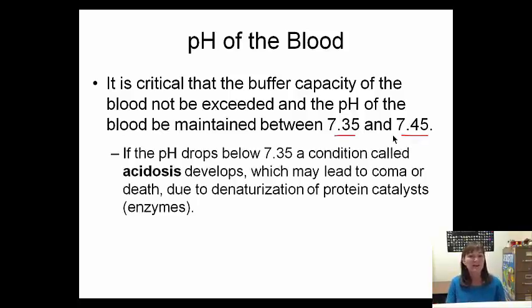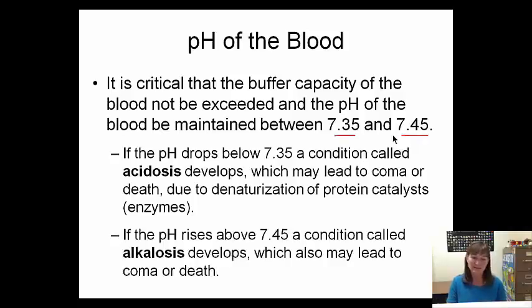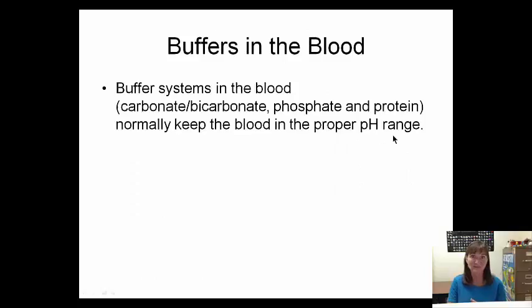If the pH drops below 7.35, a condition called acidosis develops, which may lead to coma or death due to the denaturization of protein catalysts, which are the enzymes. So you don't want your enzymes to break down. If the pH rises above 7.45, a condition called alkalosis develops, which may also lead to coma or death. So you can see how important it is that your buffer systems are working well in the body.